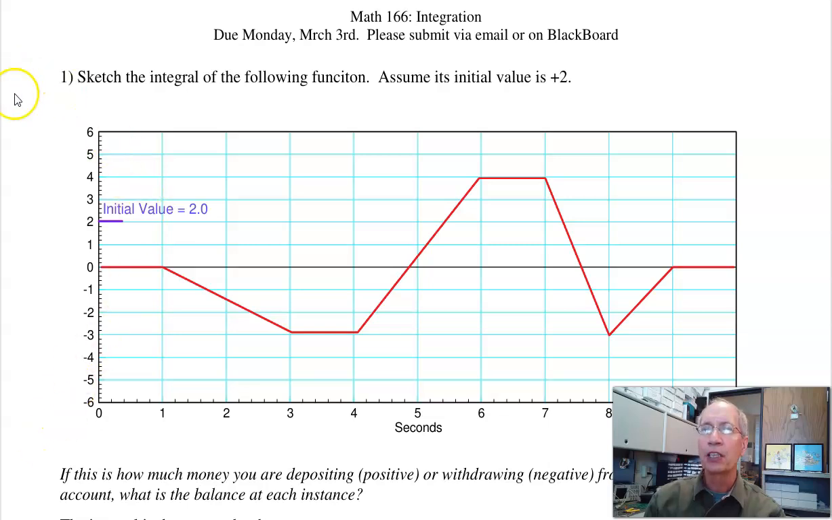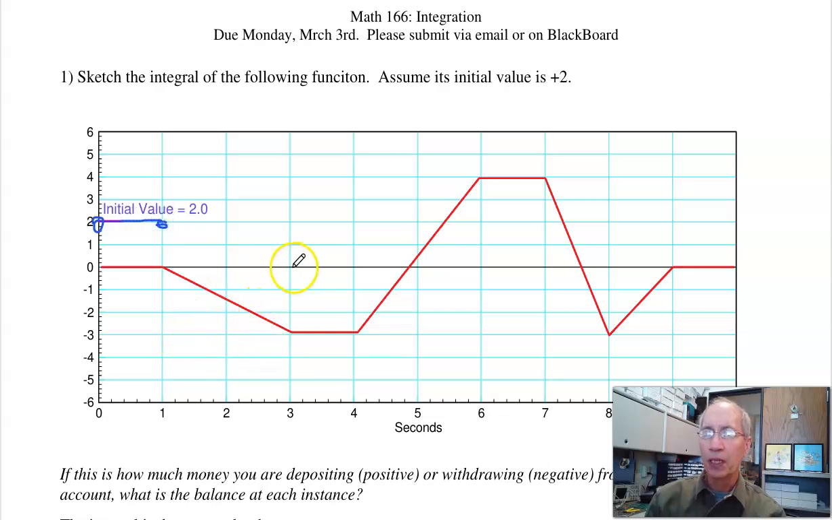Integration is the area under the curve. So think about it like this. If this is my bank account, I start with $2 in my account. That's my initial value. If this is how much money I'm withdrawing or depositing, what's my balance? Well, the balance is the old balance plus the area under the curve, how much I added. So between, say, 0 and 1, I do nothing. If I do nothing, I start with $2, I still have $2.